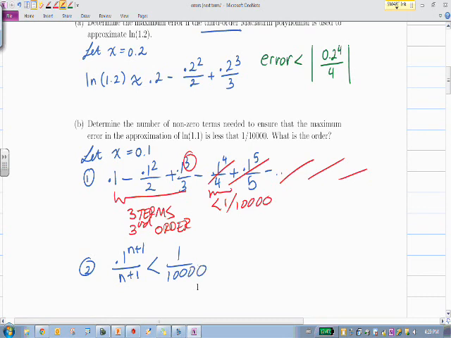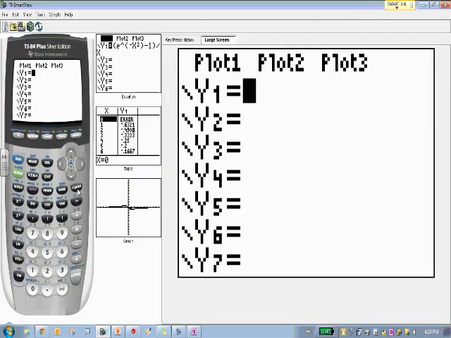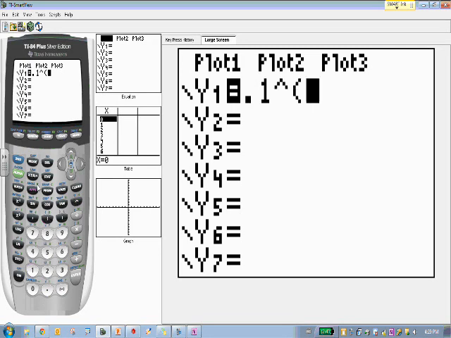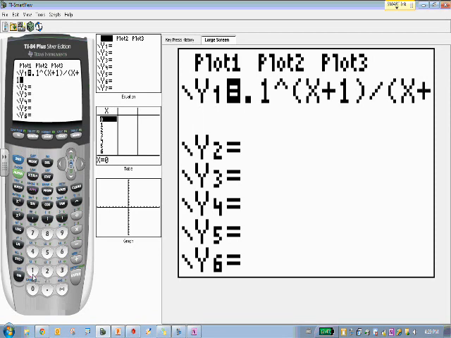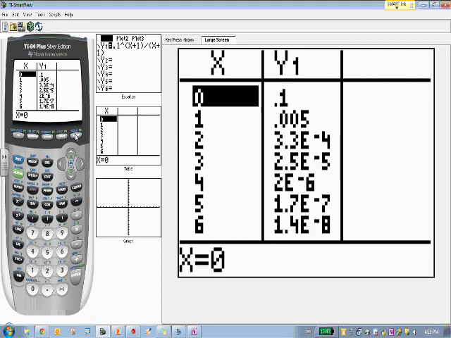So here's what we're going to do. We're going to plug it in the calculator. What we're going to do in our graphing calculator is plug in 0.1 to the n plus 1, but I don't have an n, so I'm just going to write x plus 1 as my variable, over n plus 1, or again, I don't have an n, so I'm just going to write over x plus 1. The easiest place to look at the values and determine the answer is the table. Okay, so if I look at the table and I'm looking for the first value that is less than 1 over 10,000, I see that it occurs here at n equal to 3. Okay, when n equals 3, I'm within my desired error.